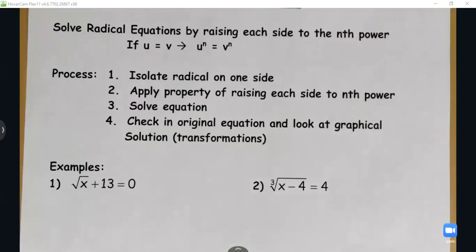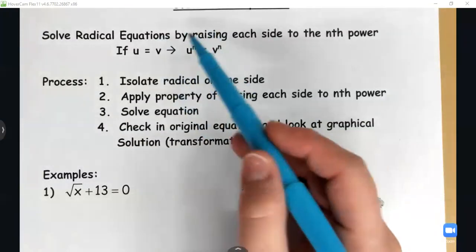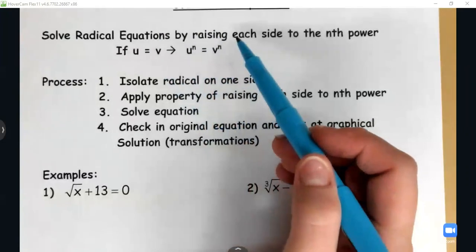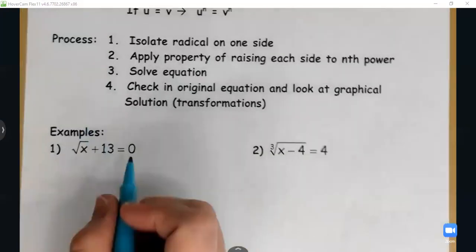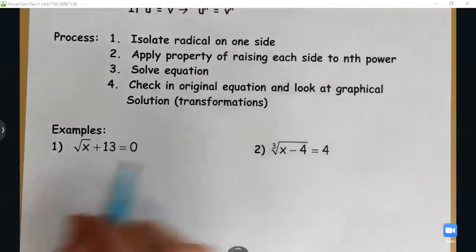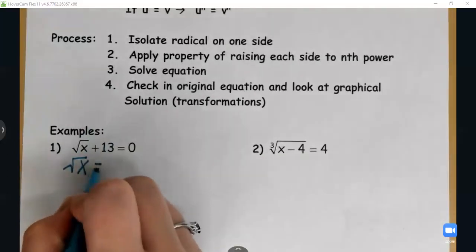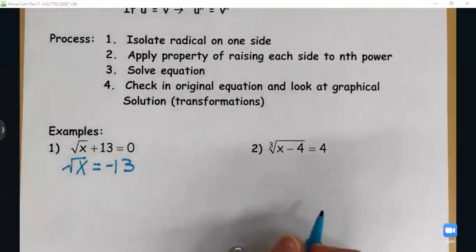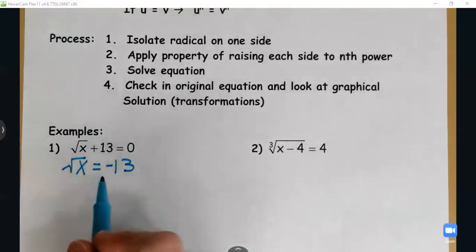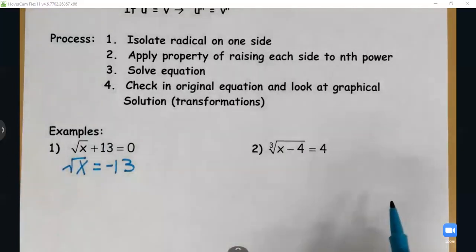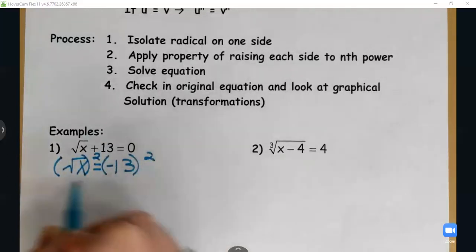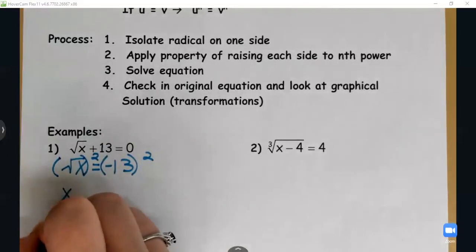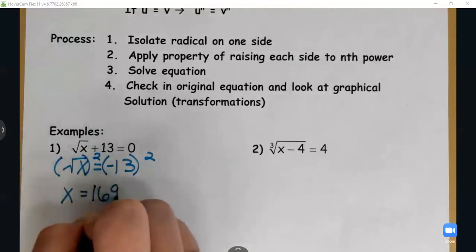So remember, in order to solve our radical equations, we're going to raise both sides to the same power to get rid of our radicals. So starting with number one, let's jump right in. Square root of x plus 13 equals 0. If I move that 13 over to the other side, I want to isolate my radical first. The square root of x equals negative 13. If I square both sides, I'm going to get that x is equal to 169.